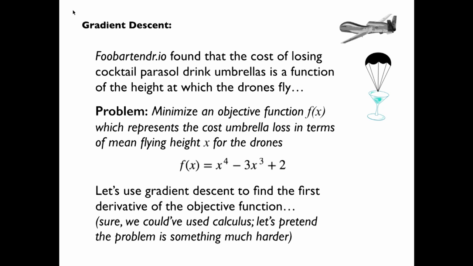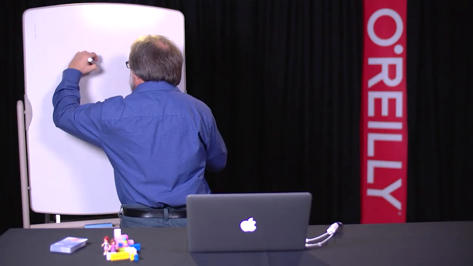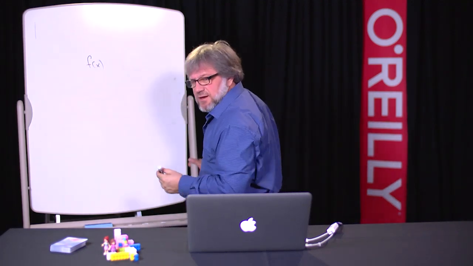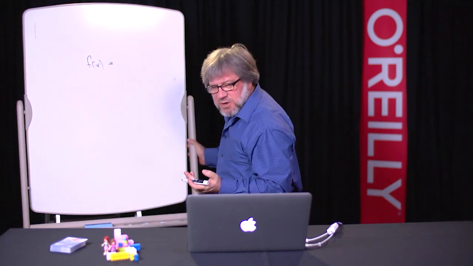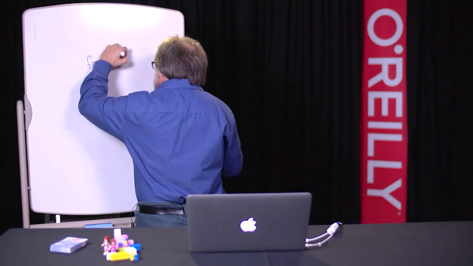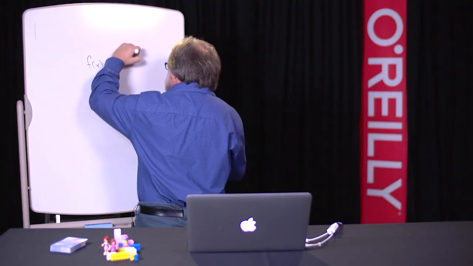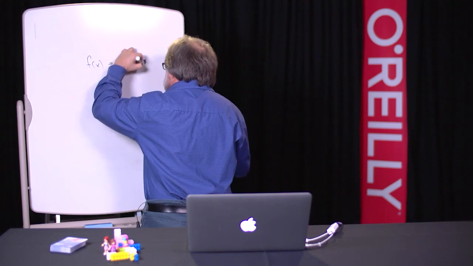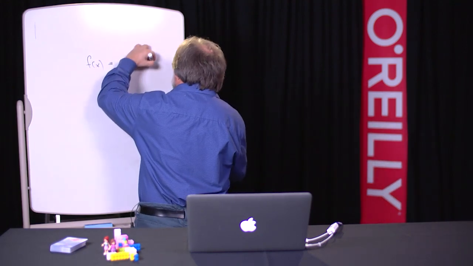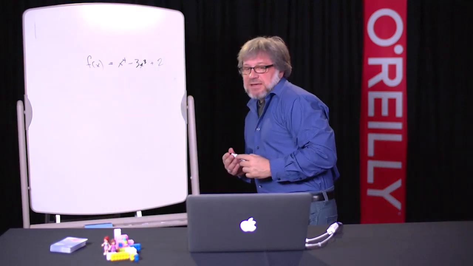So the problem is we want to minimize an objective function, f of x, representing the cost of umbrella loss in terms of the mean flying height x for our drones. And we come up with this equation to describe the cost of the umbrellas falling off. We've done some curve fitting here, and so we got x to the fourth minus 3x cubed, and then the last term is plus 2. OK, great. So we've got an objective function there.